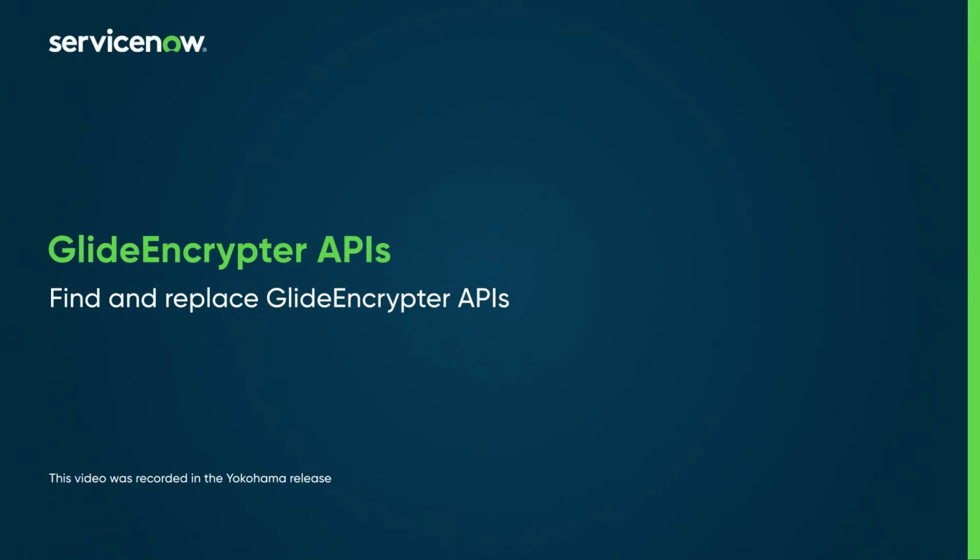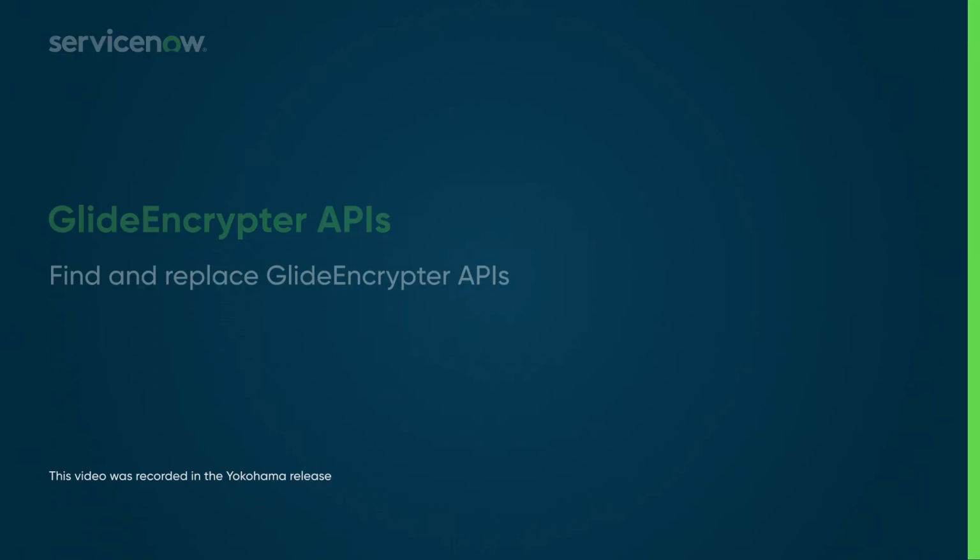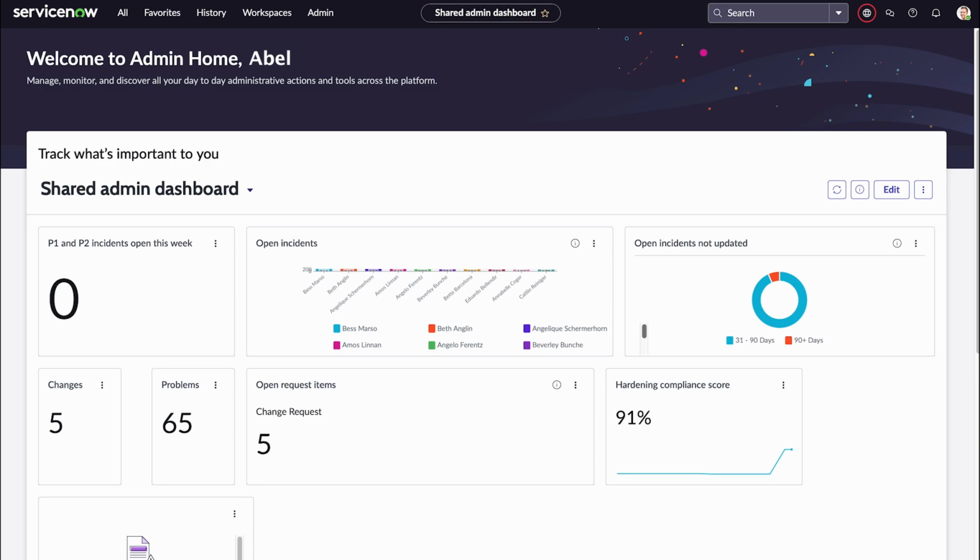Here's how to find and replace the GlideEncrypter API in your ServiceNow instance. This is a necessary step to enhance the security of your instance by replacing older encryption methods.